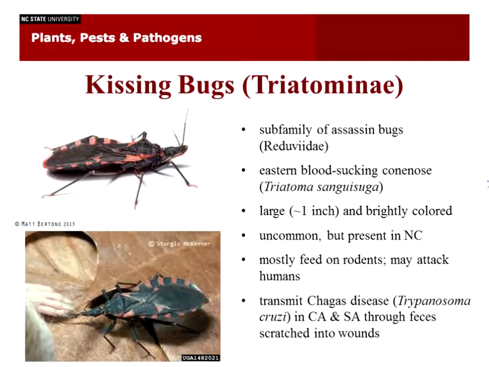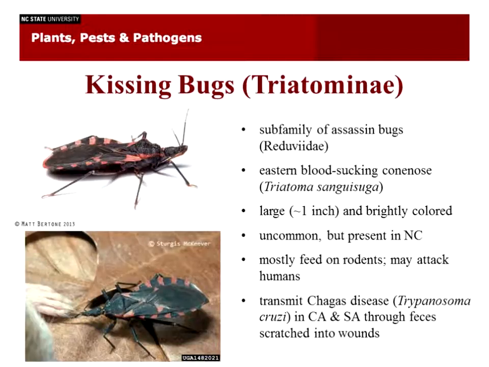Now, they are fairly uncommon, but present in North Carolina. Most of the ones that are here feed on rodents. You can see this one is actually feeding on the foot of a mouse. But they may attack humans, so that's why I want to make people aware of them. Now, in the tropics, they transmit a very serious disease called Chagas disease. This is caused by Trypanosoma cruzi, which is in the same genus as the sleeping sickness in Africa.